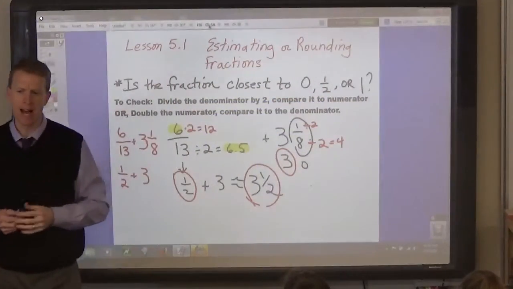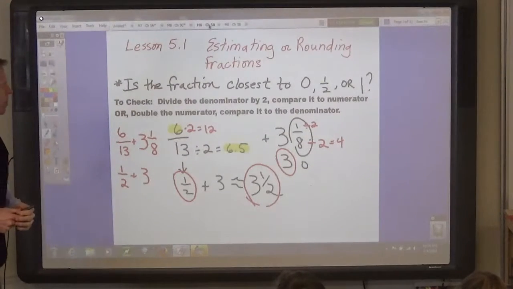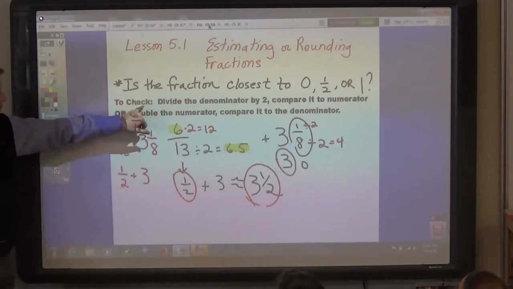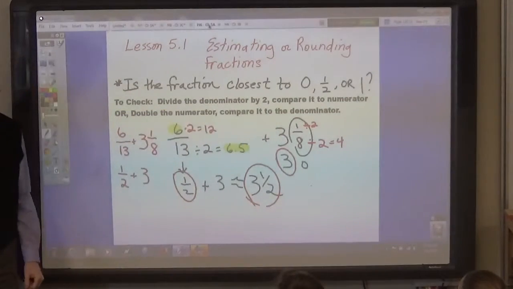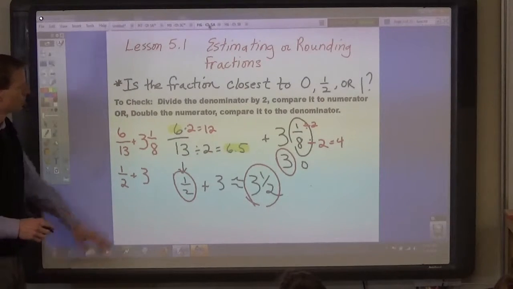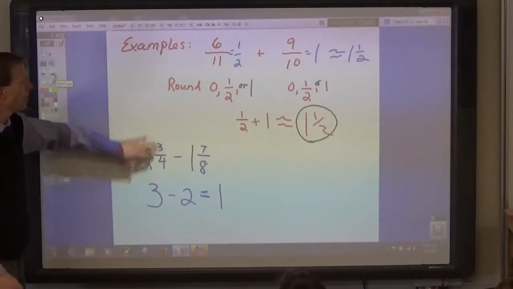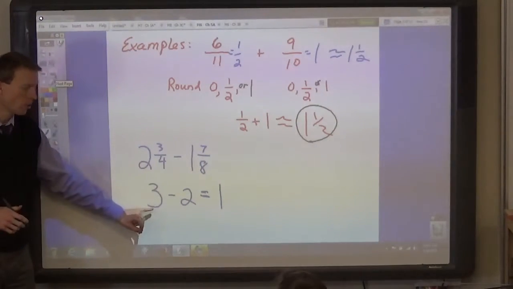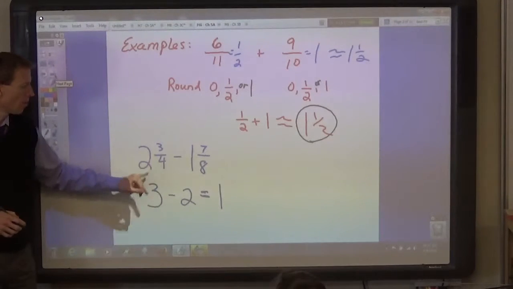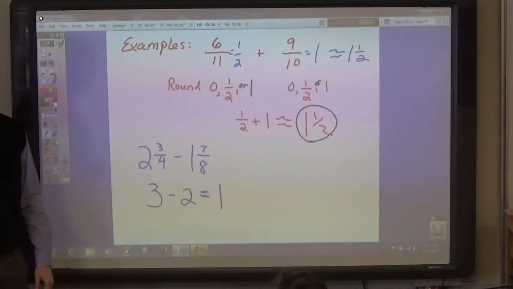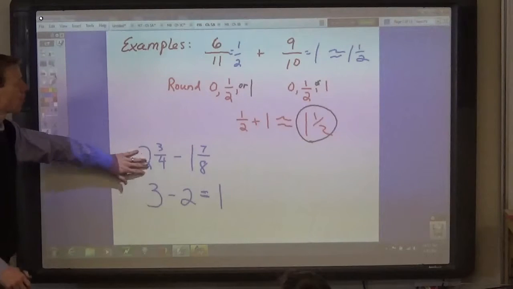How do you figure out if it's a half? Divide the denominator by 2, right? Divide the denominator by 2. Then we worked on some examples and rounding the fractions and the mixed numbers to the closest either whole number or half, and then adding or subtracting them. Okay? That was what the first lesson was about.